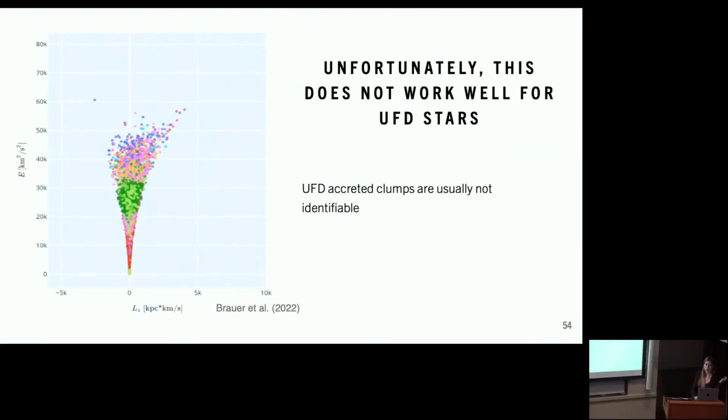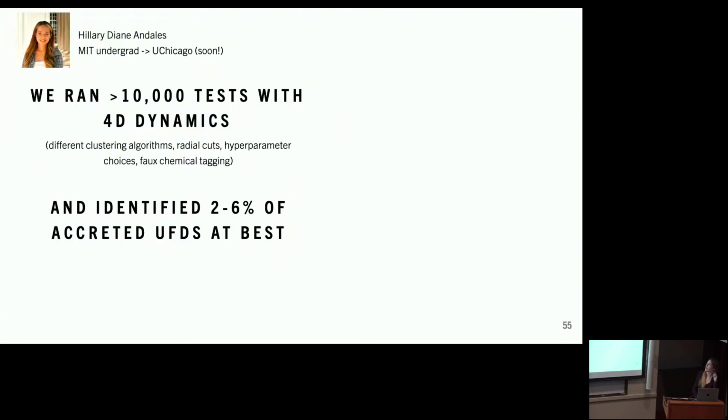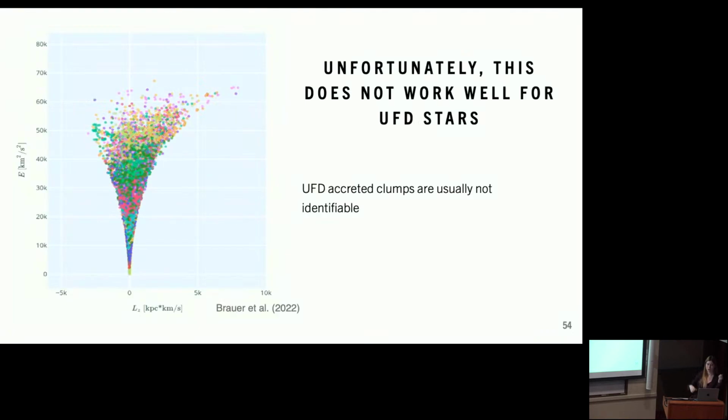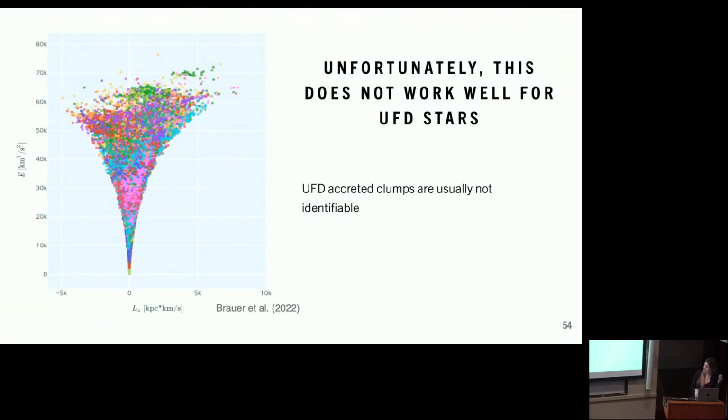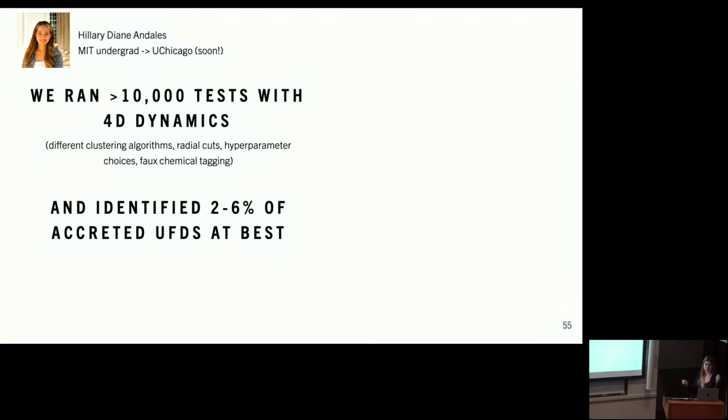But rather than just looking at this, we wanted to quantify how unidentifiable they are. So with Hilary Undales, who was an MIT undergrad who just graduated and is going to UChicago soon, we ran 10,000 clustering algorithm tests with 40 dynamics. I've been showing a 2D slice, but we also included 2 additional quasi-conserved dynamics. We tried different clustering algorithms, radial cuts, and hyperparameter choices. We applied fake chemical tagging to some of the data sets to get as idealized as possible. And even in super idealized situations, it just didn't work super well.